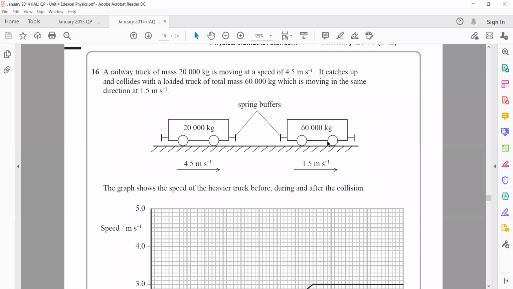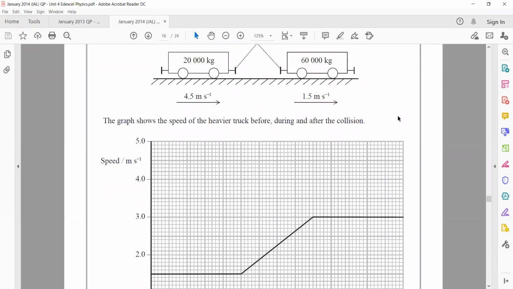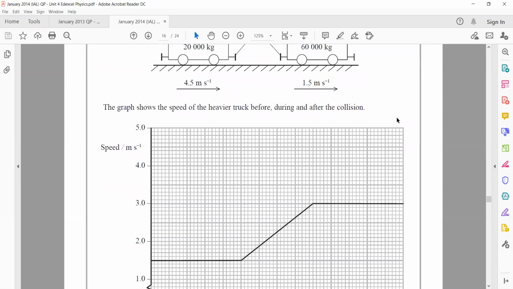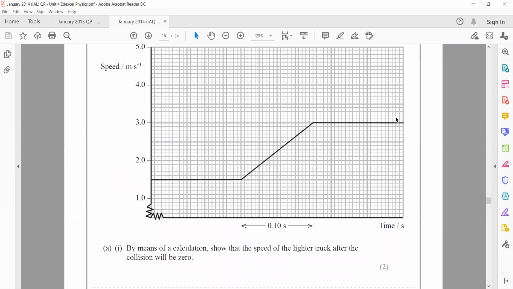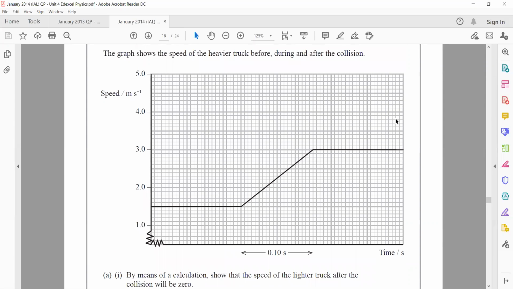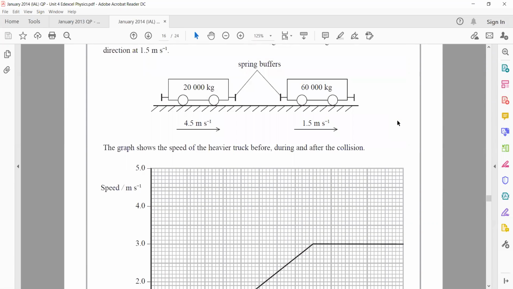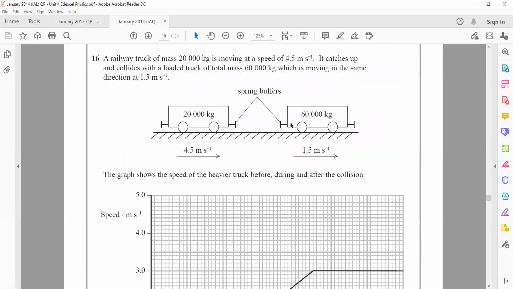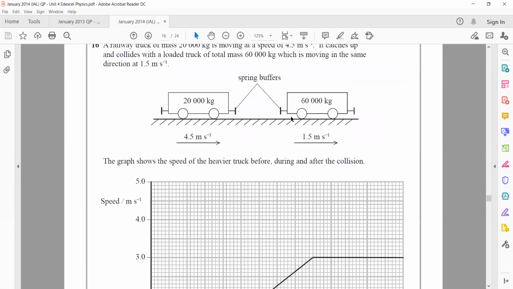A railway truck of mass 20,000 kg is moving at a speed of 4.5 meters per second. It catches up and collides with a loaded truck of total mass 60,000 kg, which is moving in the same direction at 1.5 meters per second. The graph shows the speed of the heavier truck before, during and after the collision. By means of calculation, show that the speed of the lighter truck after collision will be 0. So you have to show that the speed of the lighter truck, the 20,000 kilogram truck, after the collision will be 0.